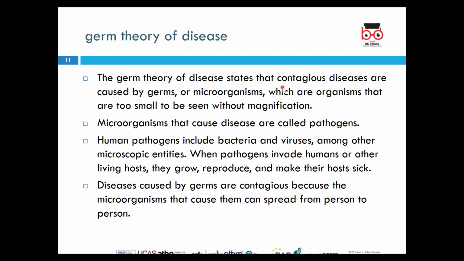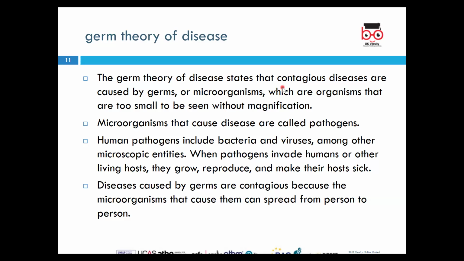The rat acts as a reservoir and carries that pathogen, that virus, within itself, and then it causes disease. Human pathogens include bacteria, viruses, and fungi as well. These are all microscopic entities. When pathogens invade humans or other living hosts, they grow, reproduce, and make their hosts sick.